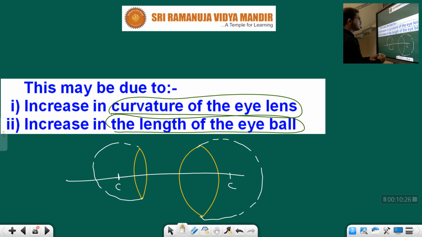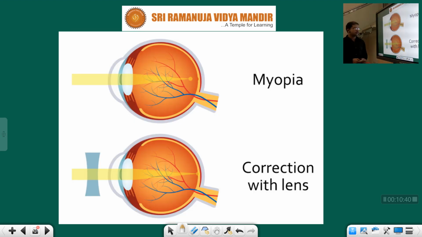And increase in the length of the eyeball, children. If the length of the eyeball increases, this can also occur. But basically, these are rare cases, children. Rare cases means they mostly happen genetically. So once see, children, in this picture you can observe.